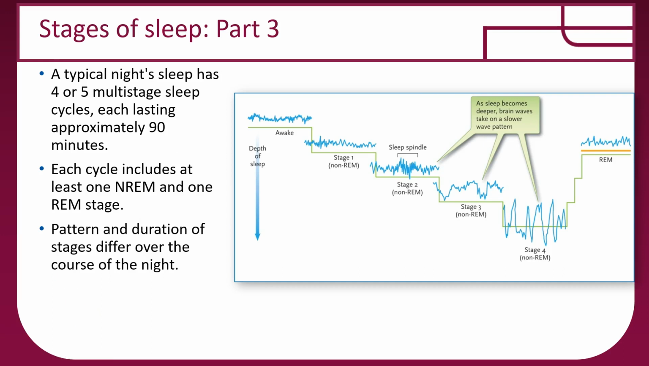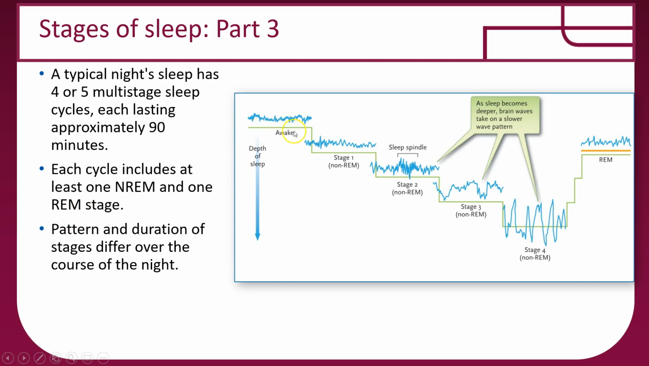And so a typical night's sleep has 4 or 5 what we call sleep cycles. And each sleep cycle lasts about 90 minutes and includes at least some non-REM sleep and one REM sleep stage. And we're going to talk about this. This is our rapid eye movement sleep.